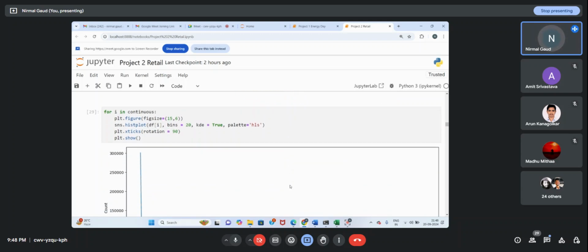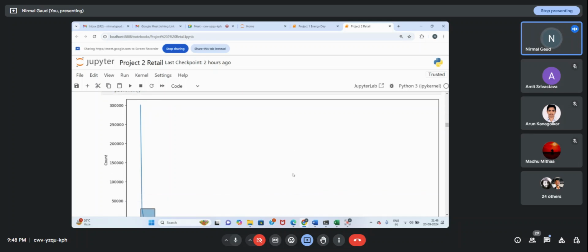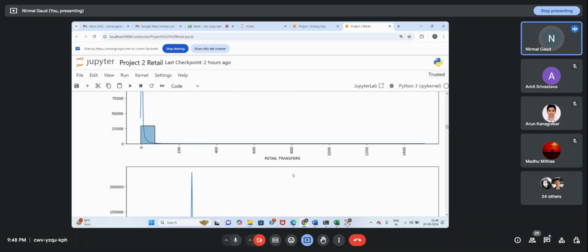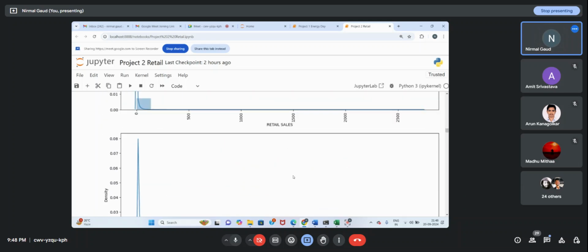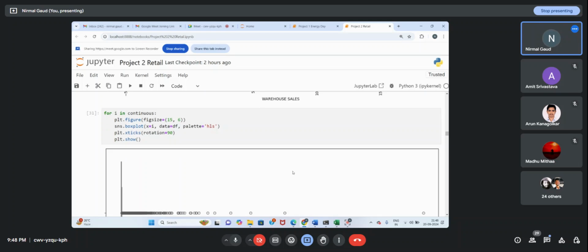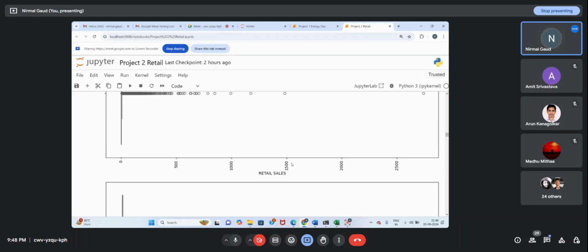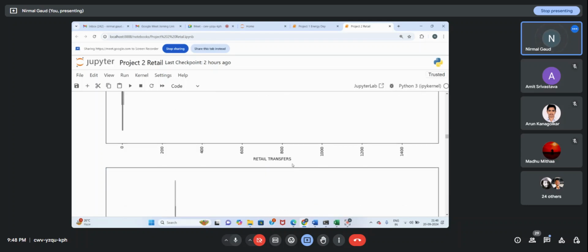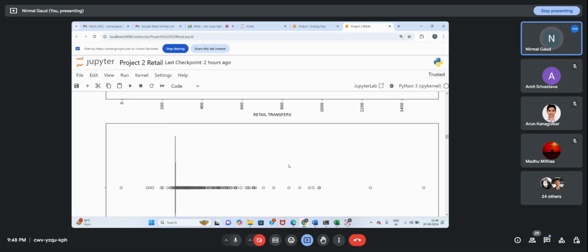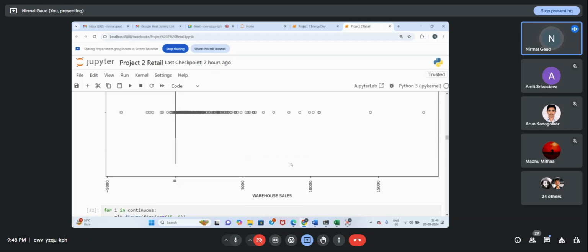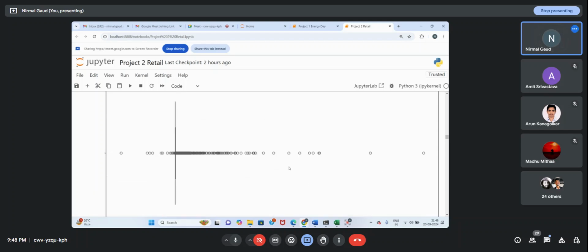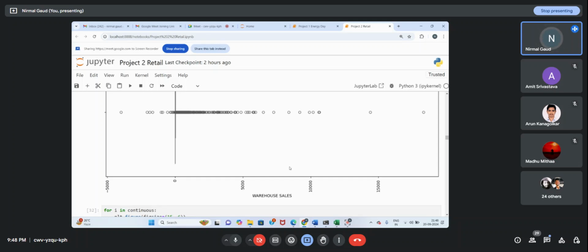Then for continuous features, I make a histogram to check the distribution and frequency intervals. So histplot, distplot, that's what I make. Along with the box plot, to check the outliers, and there are many outliers present in the data. That's what you are seeing. In retail sales I have outliers, retail transfers also have outliers, and warehouse sales also have outliers. However, I haven't removed the outliers from this data.